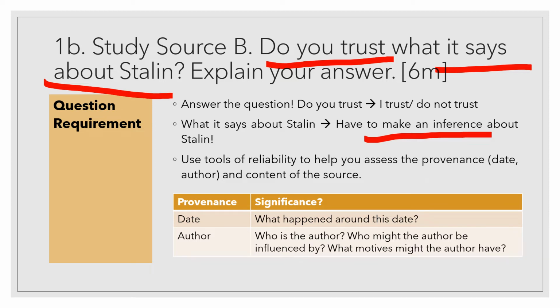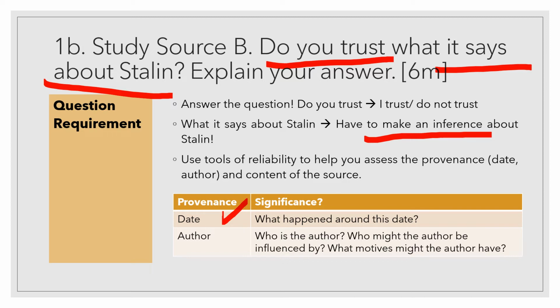Okay, and lastly, you will use tools of reliability to help you assess the provenance. And don't forget, provenance refers to the date, the author, where it was published, and so on, as well as the content of the source. So I created this little table here. Hopefully it'll help you see it clearer. So the parts of the provenance, for example, the date, and the significance: you have to start thinking in your head when you see a date. What happened around this date? What should I remember? What contextual knowledge will be relevant? This is what you should be brainstorming about when you look at the date of a source.